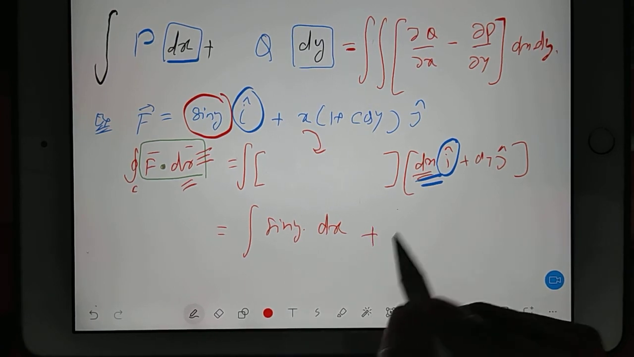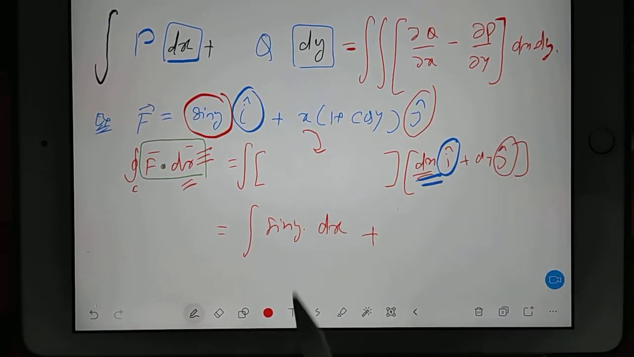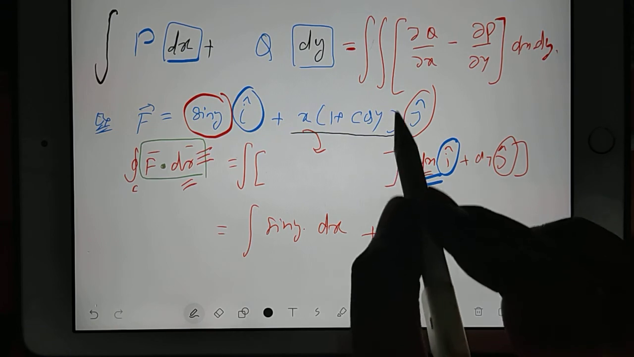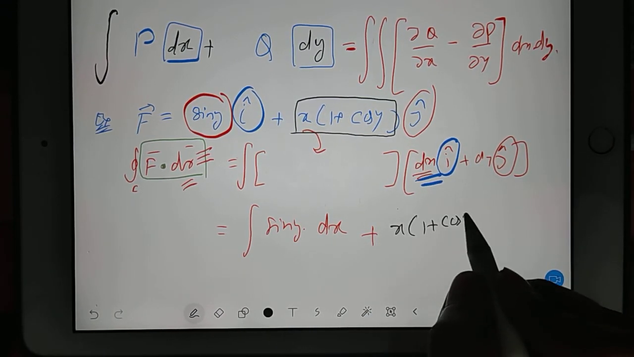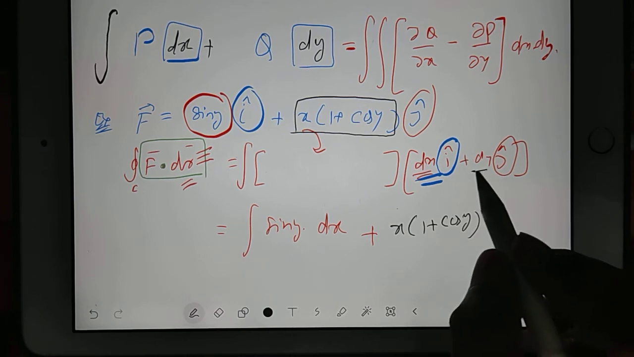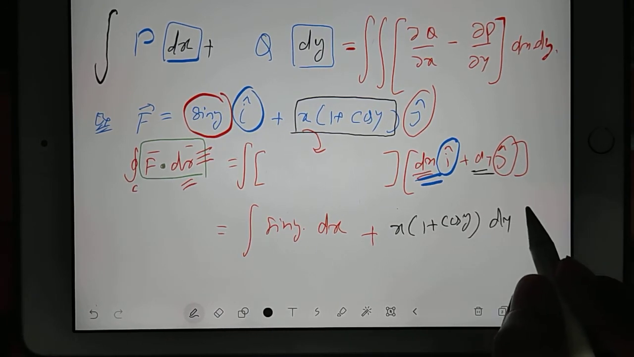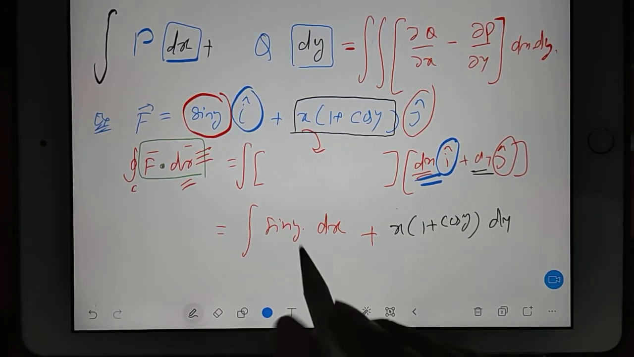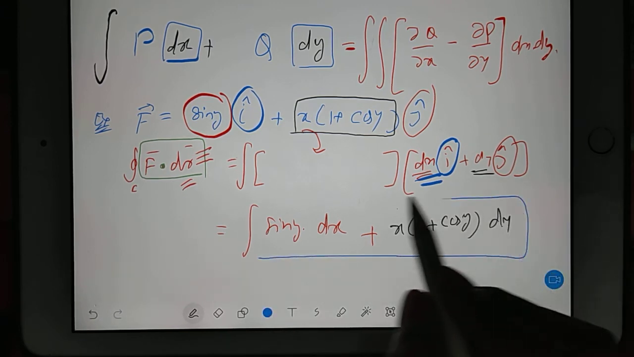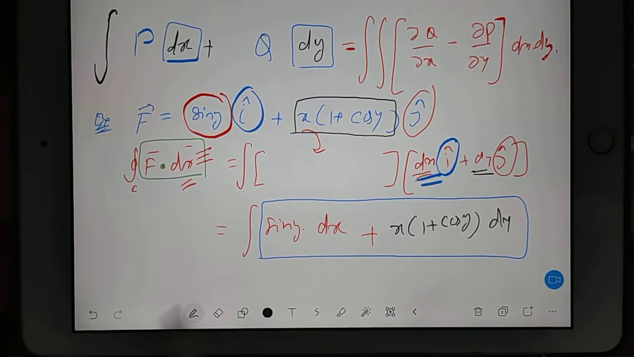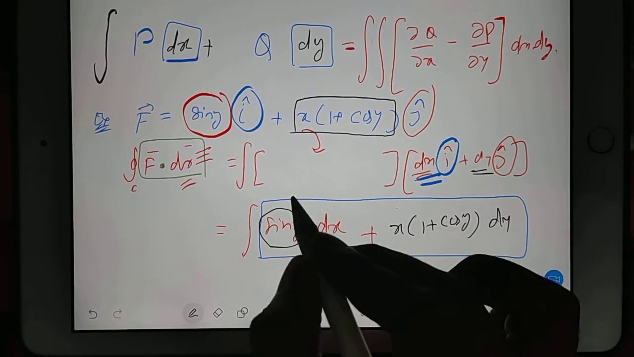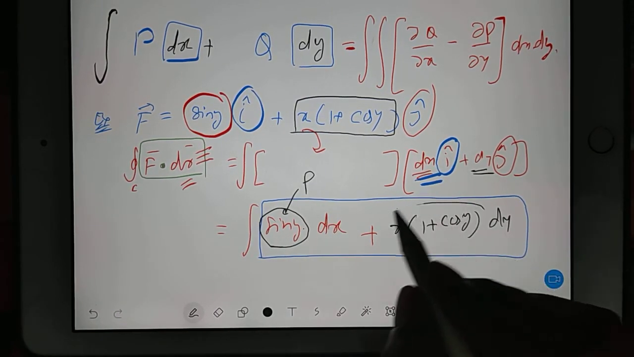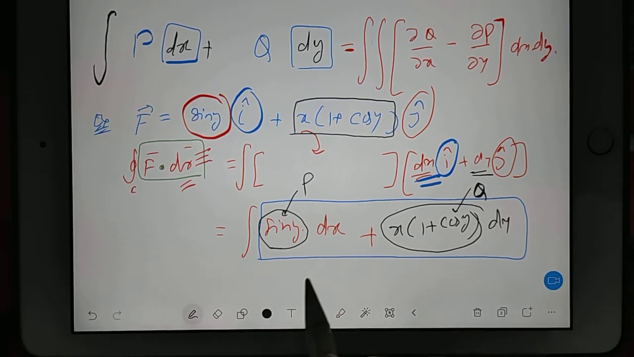After that, plus this j is here and this j is here, so this x plus cos y, x one plus cos y, and this dy is coming here, dy. So now you see, this looks like P dx plus Q dy, right? So here you can clearly see this guy is behaving like P and this guy is behaving like Q.